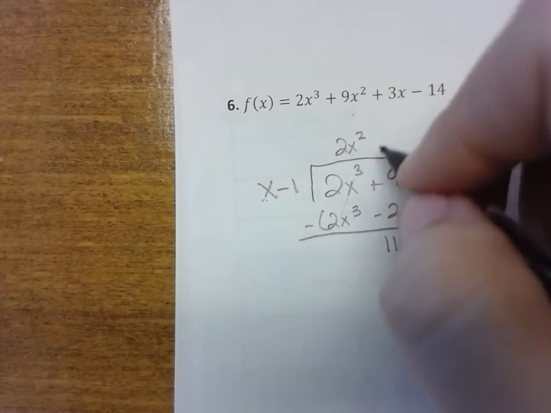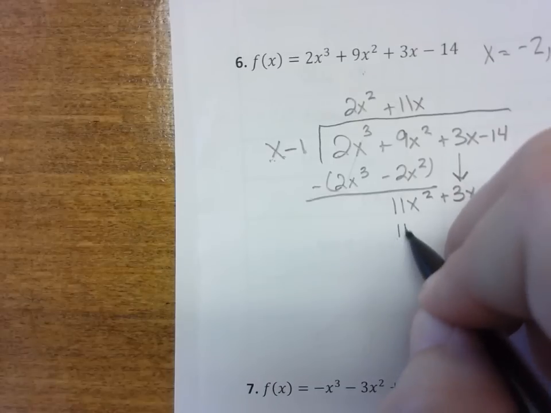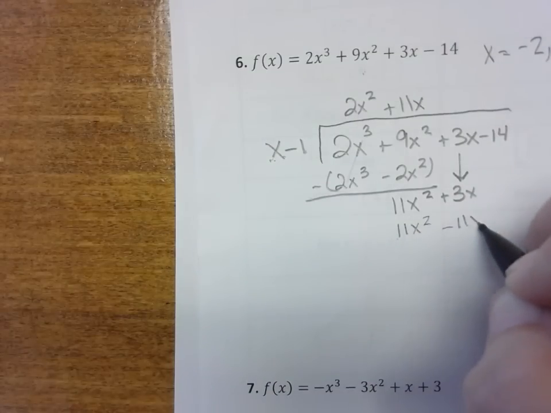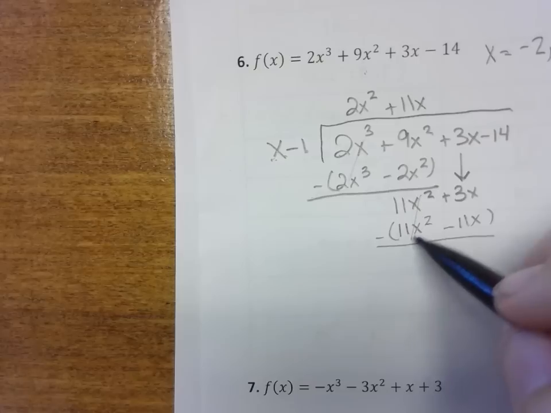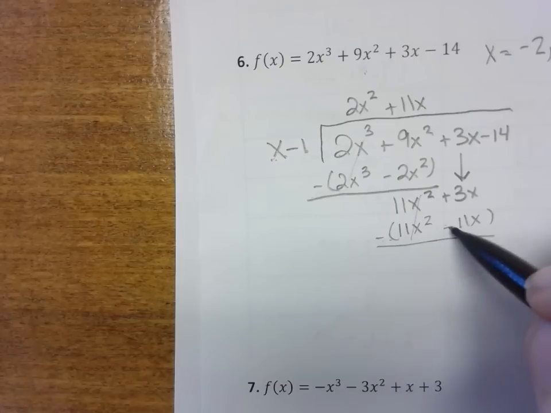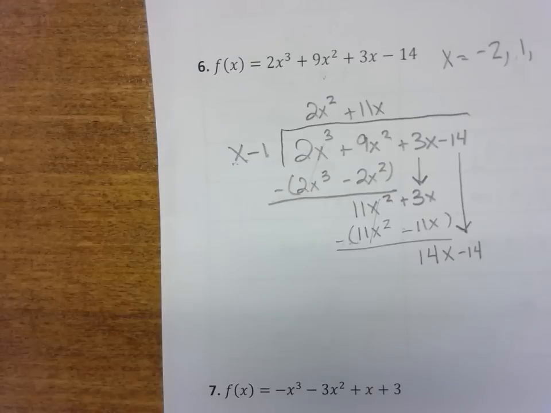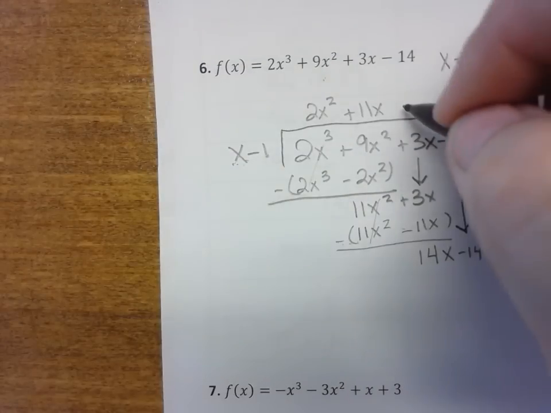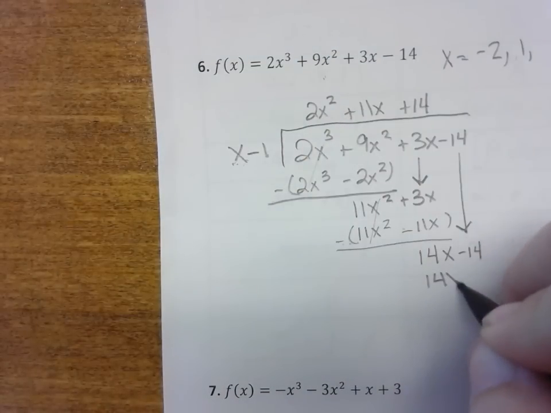X into 11x squared is 11x. Distribute. That's 11x squared minus 11x. Subtract those. So this creates a 0. This creates a positive, so that ends up being 14x. Drop down the negative 14. X goes into 14x 14 times. Distribute. So we have 14x minus 14. Look at that. There's 0.